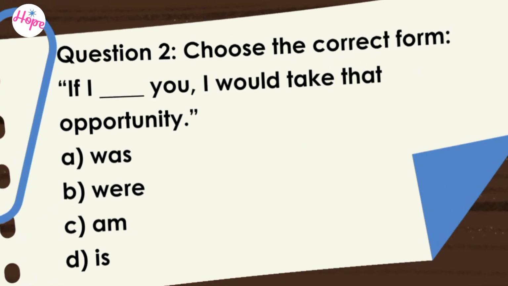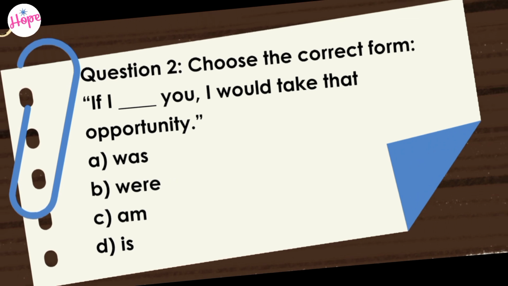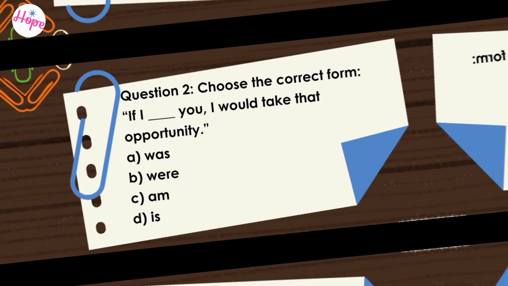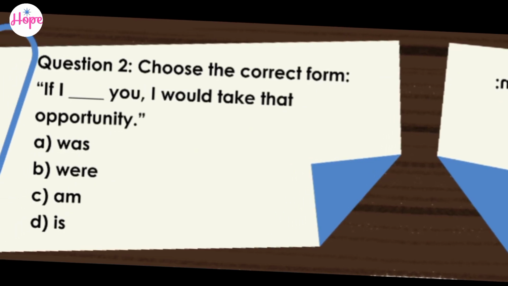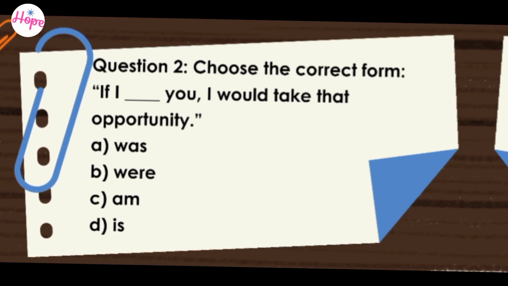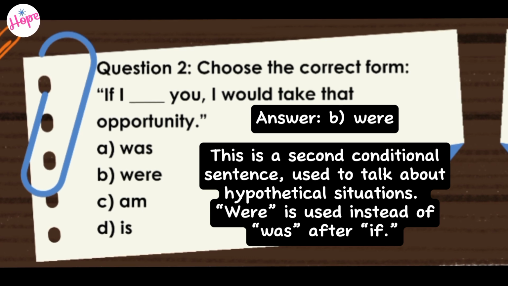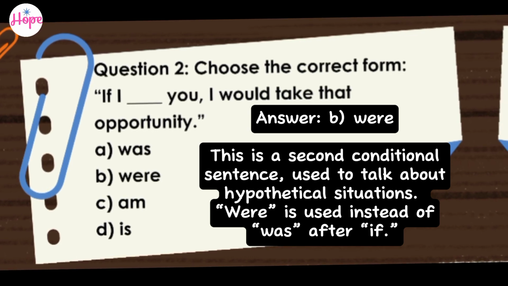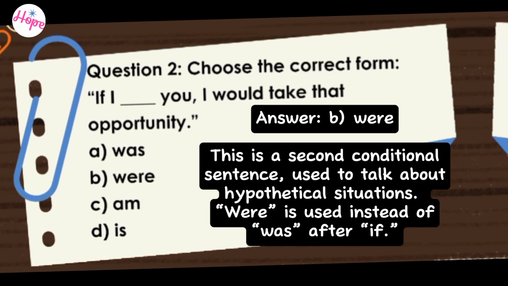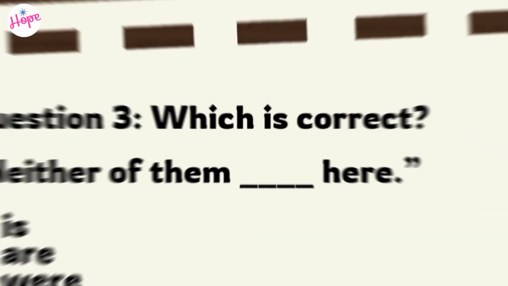Question 2. Choose the correct form. If I you, I would take that opportunity. Answer B. This is a second conditional sentence used to talk about hypothetical situations. Were is used instead of was after if.